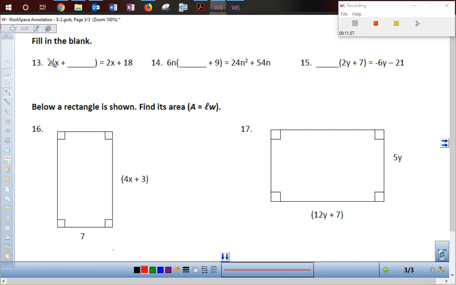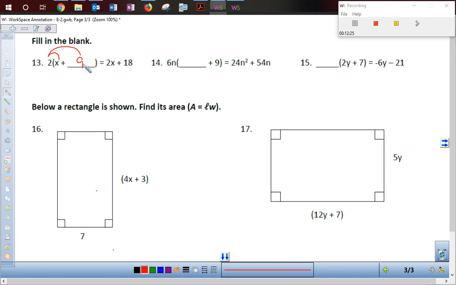So here we have a monomial being multiplied by a binomial, but I'm missing a part of the binomial. Now, instead of us finding the answer, they gave us the answer, and we have to find out what I'm missing. So if you follow what we have been doing, we know that we're going to take this 2 times x to get 2x, and I need to take 2 times something to get this 18. Well, obviously in your head, you know that 2 times 9 gives you 18, so that has to be 9.